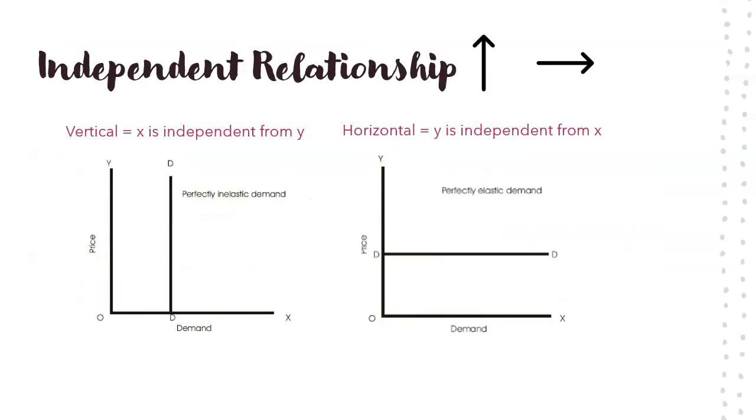But if we go back to the independent ones, there's no shared point. So X, the only point that's relevant is right here on the X. Now, as far as horizontal, it means Y is independent from X. Whatever is happening on Y, the only thing that matters is right here at this point. So you might see them in a combination graph.